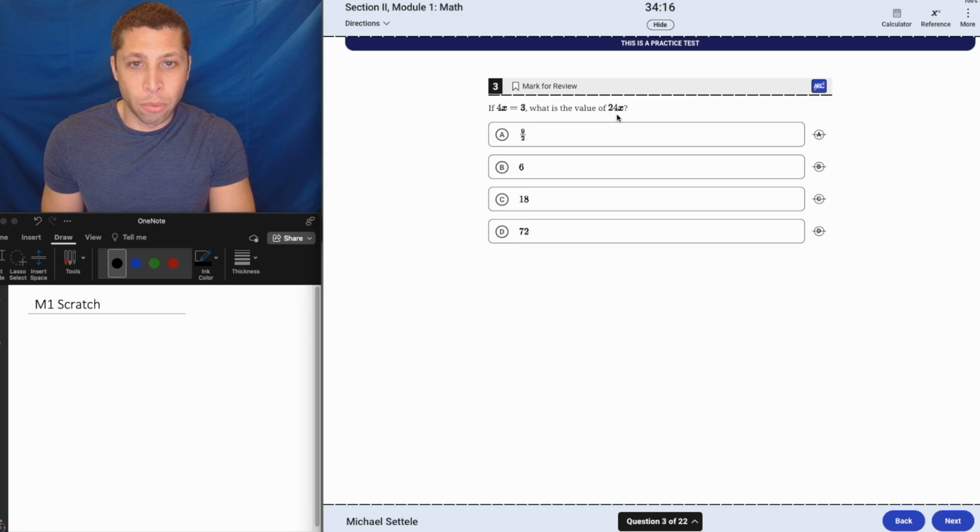4x equals 3, what is the value of 24x? So you don't even get the fraction here, just multiply, right? How do we get from 4 to 24? You multiply by 6. So 3 times 6 is 18.